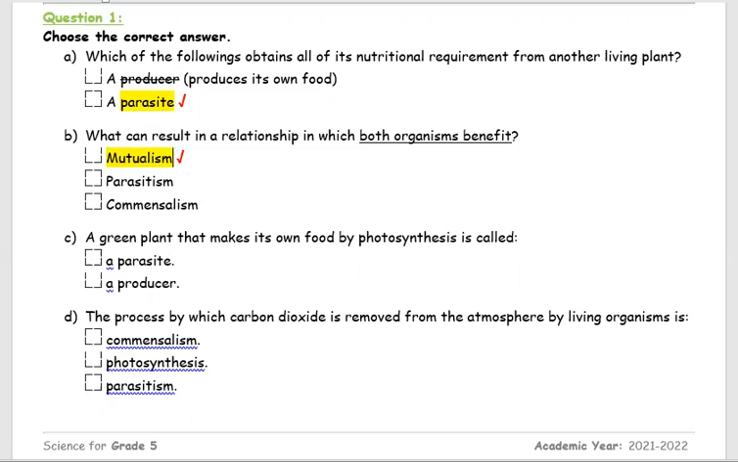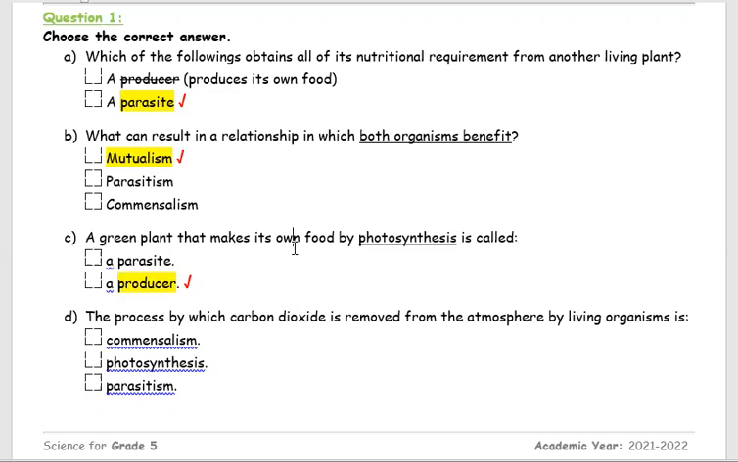A green plant that makes its own food by photosynthesis, we just said it at the beginning, it is a producer. So here is the answer. Producers are green plants. Green plants can go through photosynthesis, which is the food making process to produce their own food.